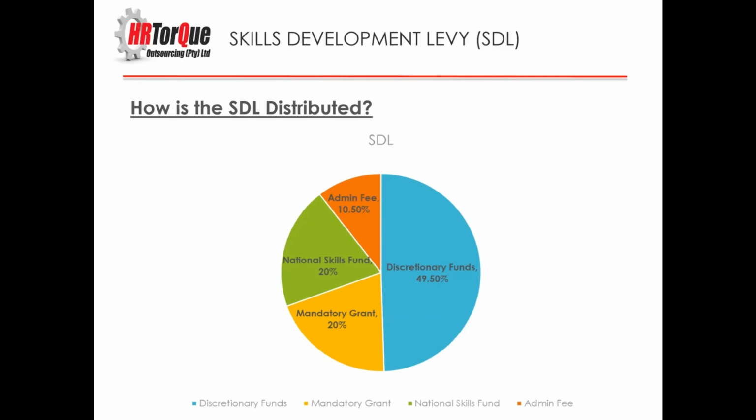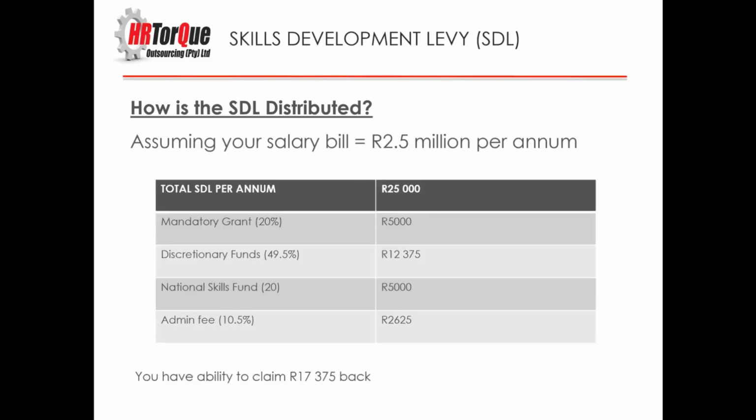So you can see as an employer, if you do your workplace skills plan and your annual training report correctly, you have the ability to claim back 69.5% of the 1% that you have paid. If we look at it from a numbers perspective, we assume your salary bill is 2.5 million, it may be more. Your total SDL per annum would be 25,000 Rand. You would be able to claim back 5,000 Rand for your mandatory grants.